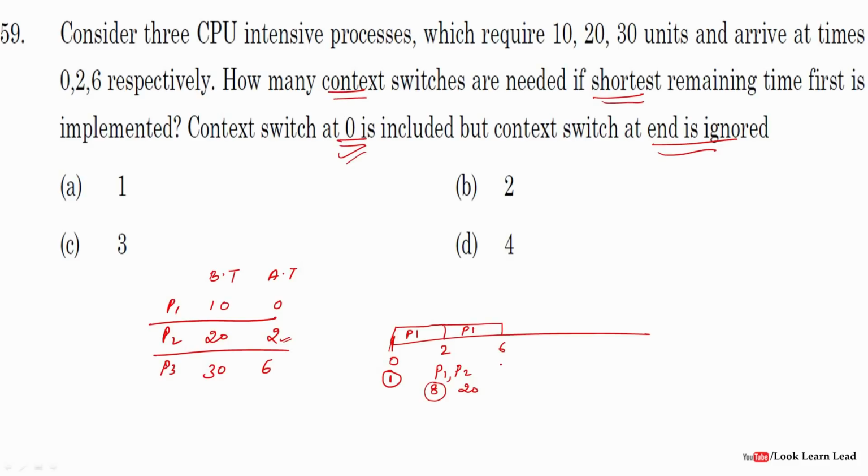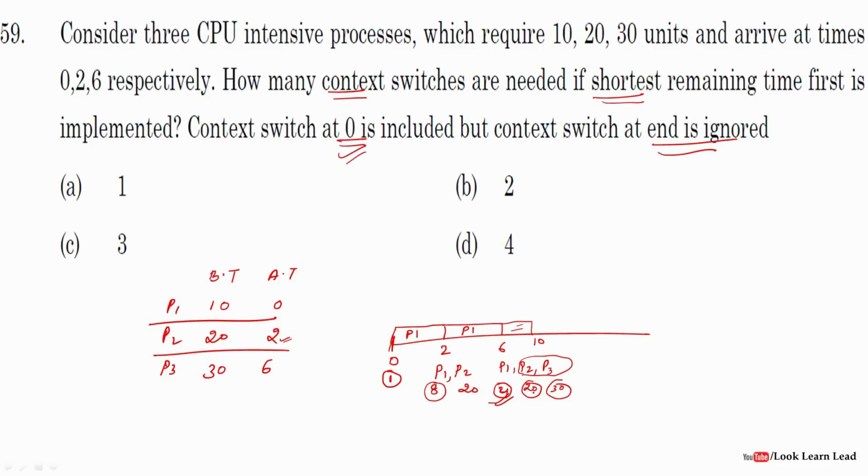At time equal to 6, we have P1, P2 and P3. For P1 we have 2 units of time remaining, for P2 it is 20, for P3 it is 30. Still P1 would run because it has the shortest remaining time. Here it is 4, sorry, 4 remaining, so it will run till 10. This is for P1. Now after 10, we would have only 2 processes, P2 and P3.